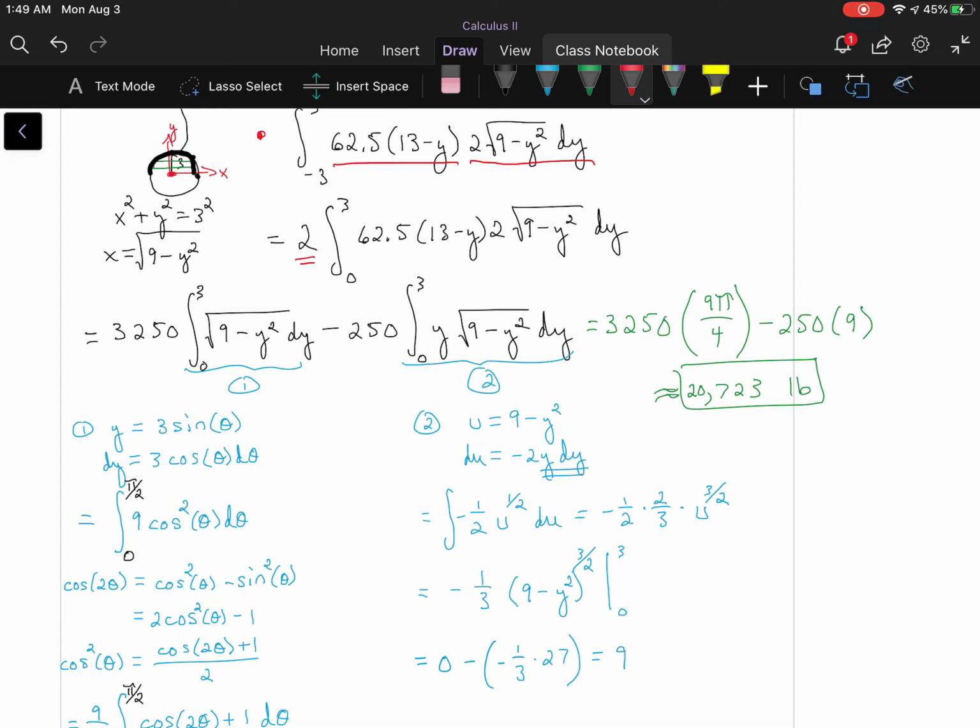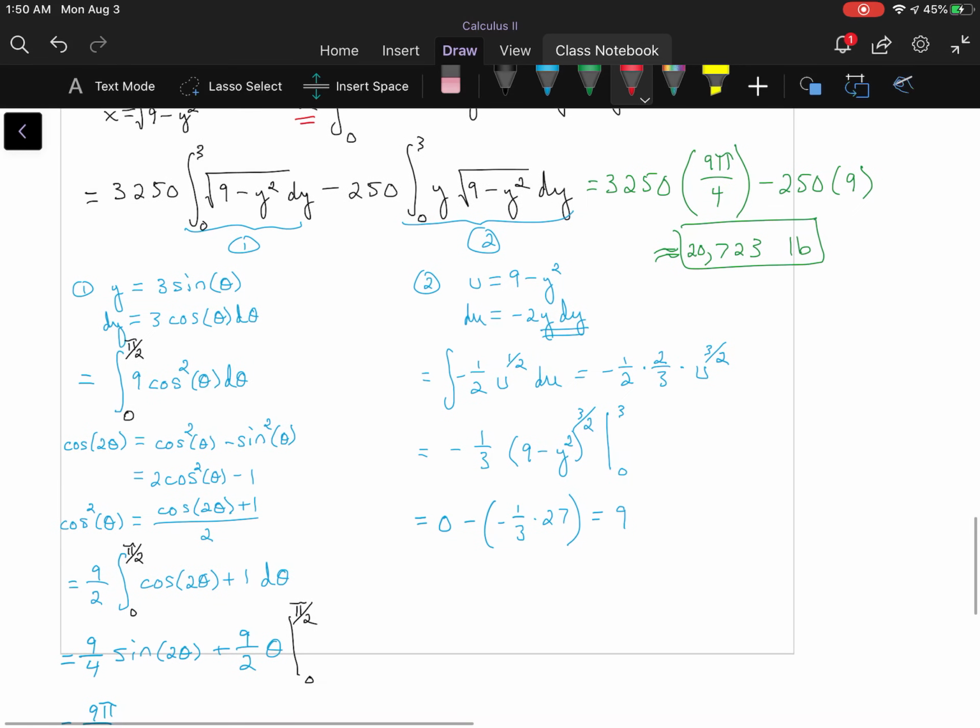And I'm going to multiply through and separate this into 2 integrals, one with the 13 times the square root part and one with the y times the square root part. I'm going to pull constants out. And that gives me the next line, which is 3,250 times the integral of the square root of 9 minus y squared dy minus 250 times the integral of y root 9 minus y squared dy.